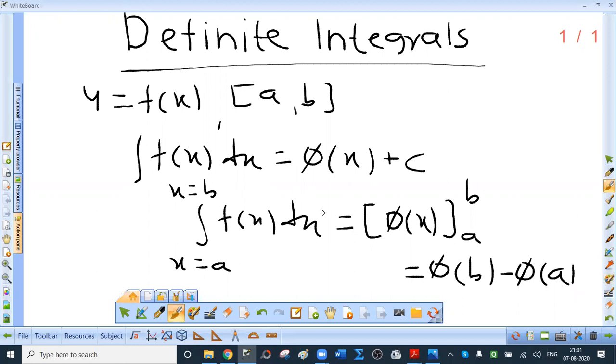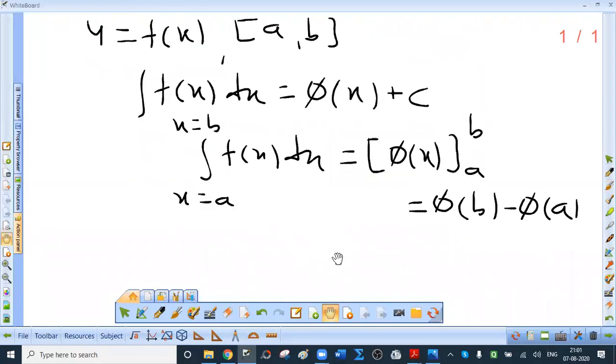I repeat this. Suppose the function y equal to f of x is continuous on the closed interval [a, b], and if integral f of x dx is phi of x plus c, then integral f of x dx from x equal to a to x equal to b is phi of x from a to b, which is phi of b minus phi of a. This is called the fundamental theorem of integral calculus.